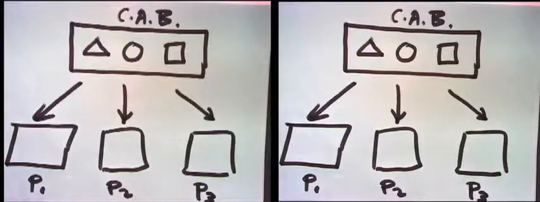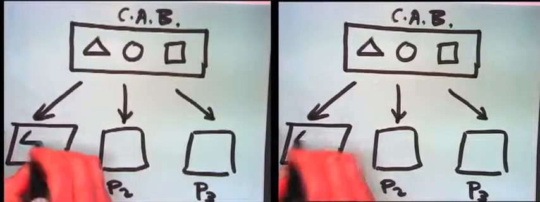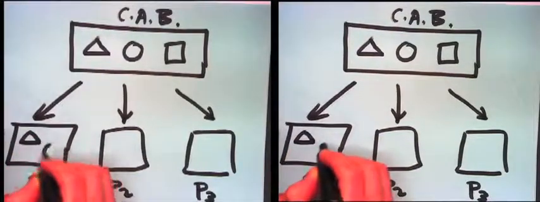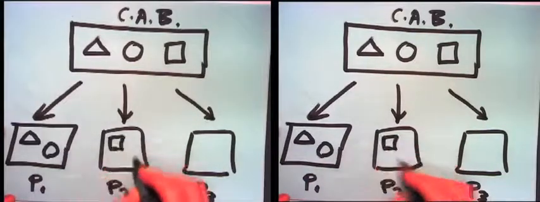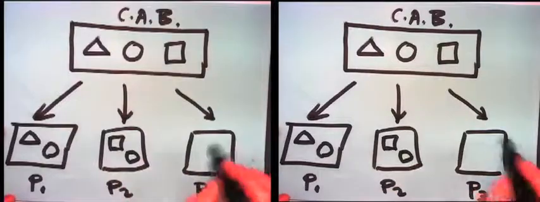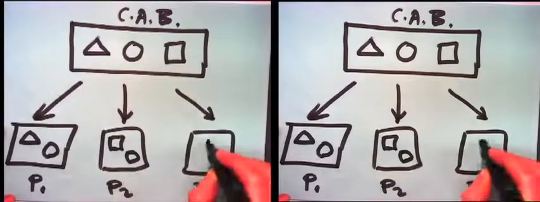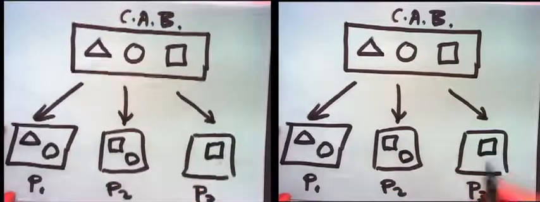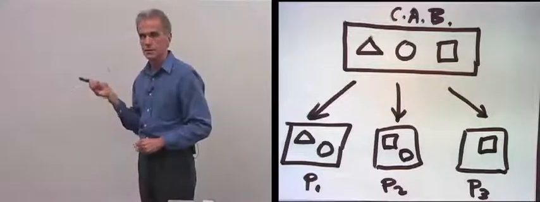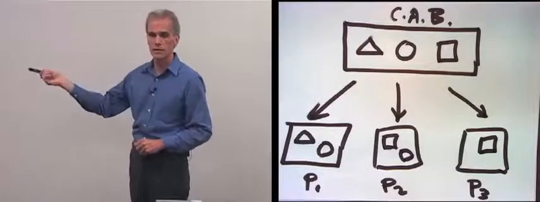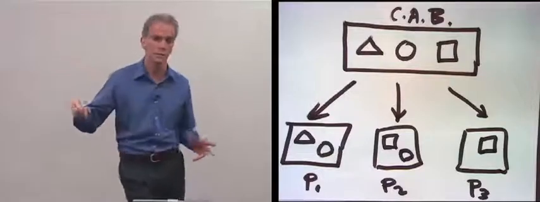So this product P1, let's say, very simple case, it just uses these two assets. Product P2 uses these two. And for whatever reason, product P3 right now uses only this asset. So every asset doesn't have to show up in every product. But overall, enough of the assets have to show up in the products to make it worthwhile.